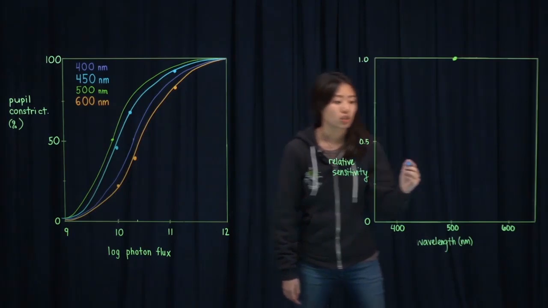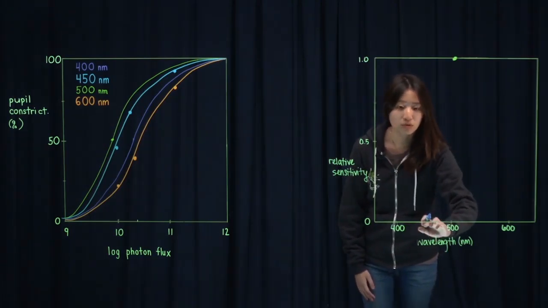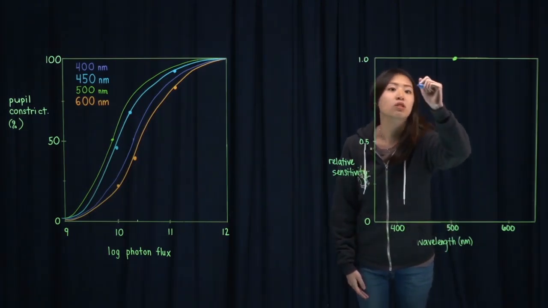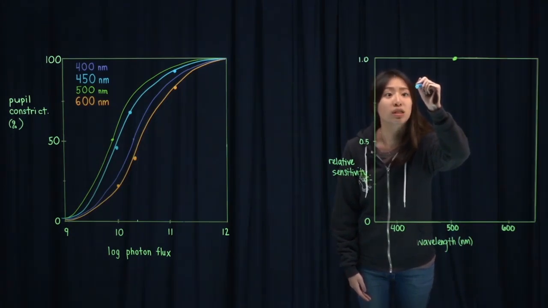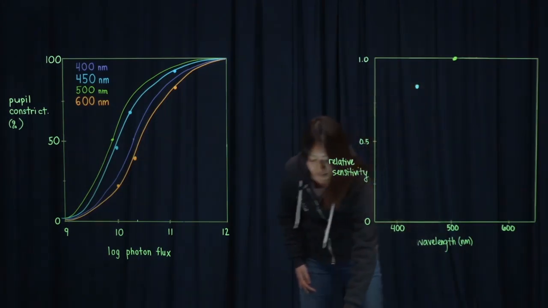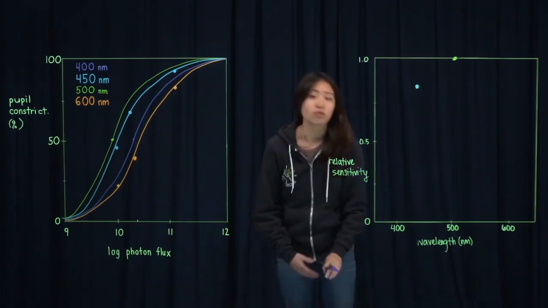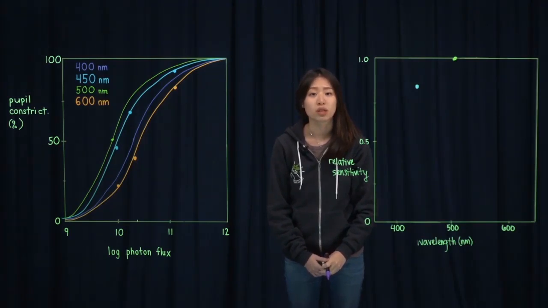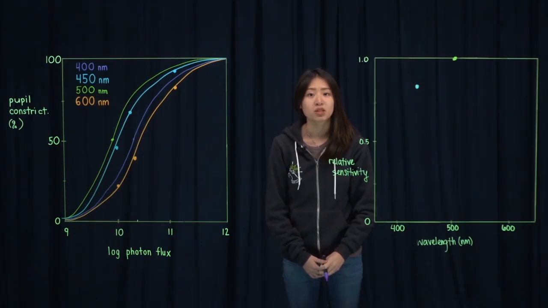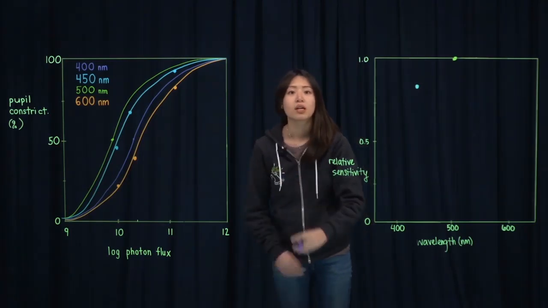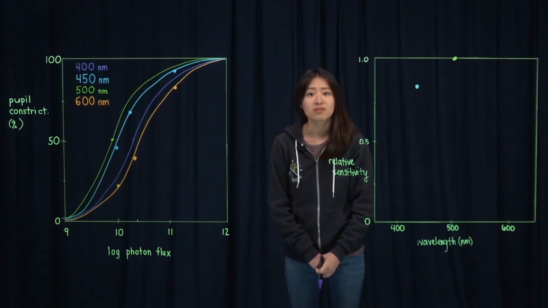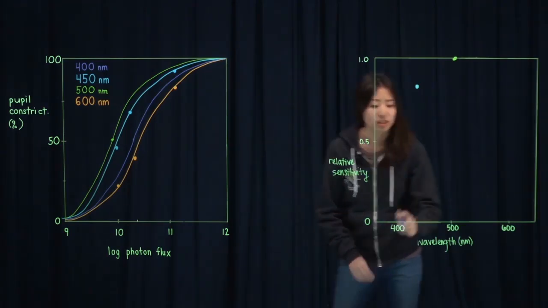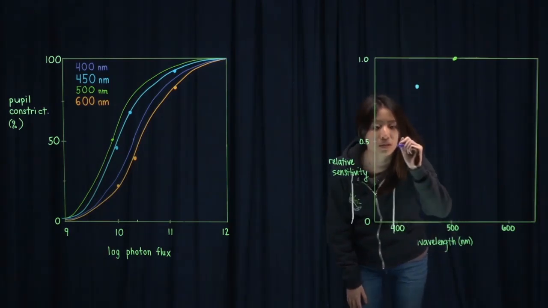So we can plot this on the graph relative to its wavelength, which is 450, and to its sensitivity, which was 0.85, which will be around here. We can do this as well for 400 nanometer light. In this case, we needed 2.2 times more photon flux of 400 nanometer light than 500 nanometer light to reach the same level of pupil constriction. So we can say that the eye has a relative sensitivity of 0.45 to 400 nanometer light. And we can plot that on the graph here.